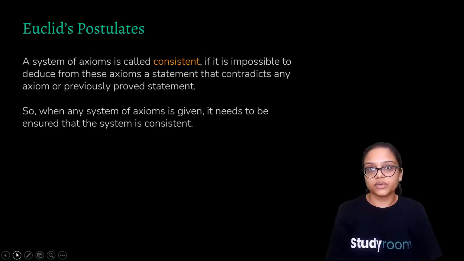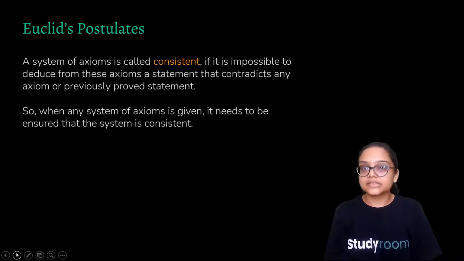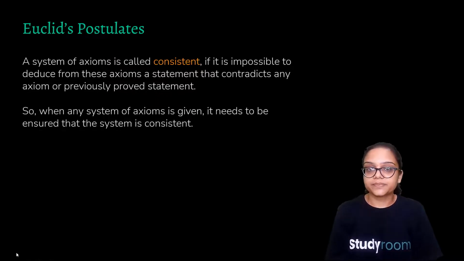According to Euclid, a system of axioms is called consistent if it is impossible to deduce from these axioms a statement that contradicts any axiom or previously proved statement. So, when any system of axioms is given, it needs to be ensured that the system is consistent.